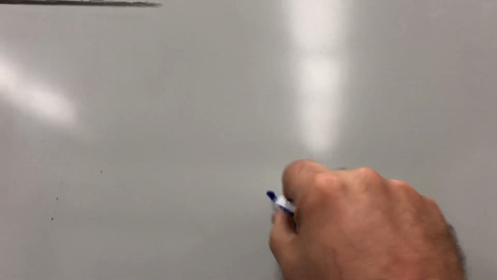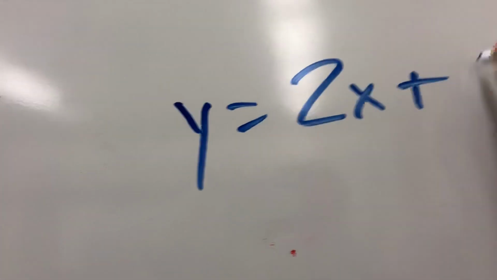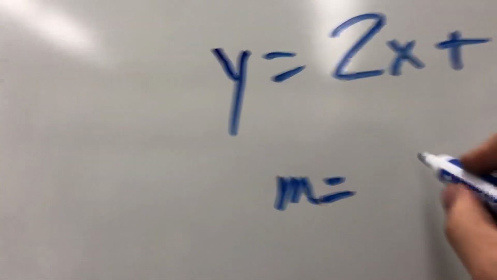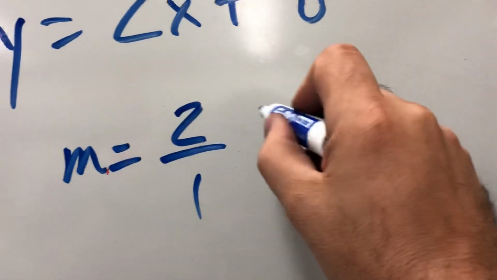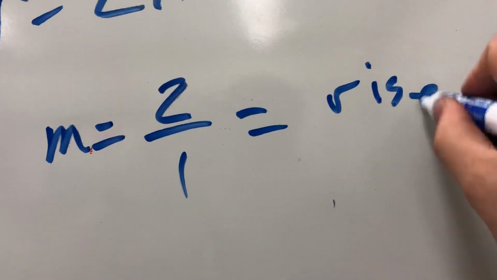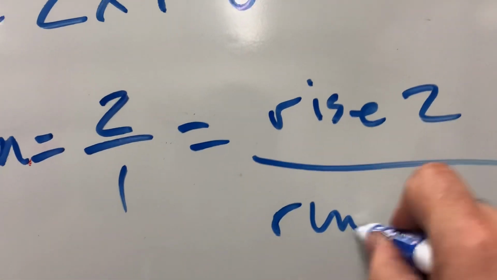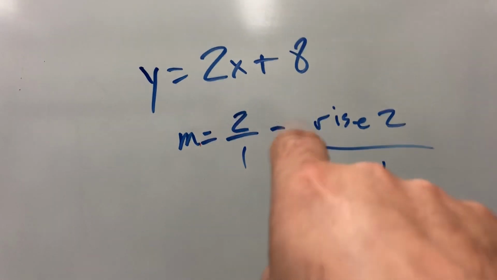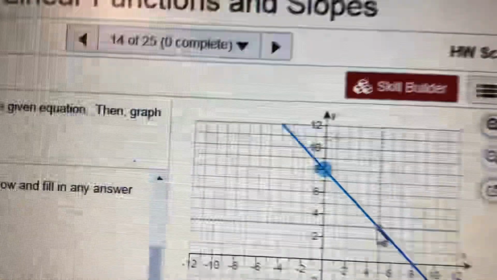And since we have y equals 2x plus 8, this 8 was the y-intercept, but we need to think of the slope as a fraction, as 2 over 1. So that means that we're going to rise 2 and run 1. But rise 2 and run 1 from where? From the y-intercept. So let's go back to the question, and I'll get a little bit closer now.